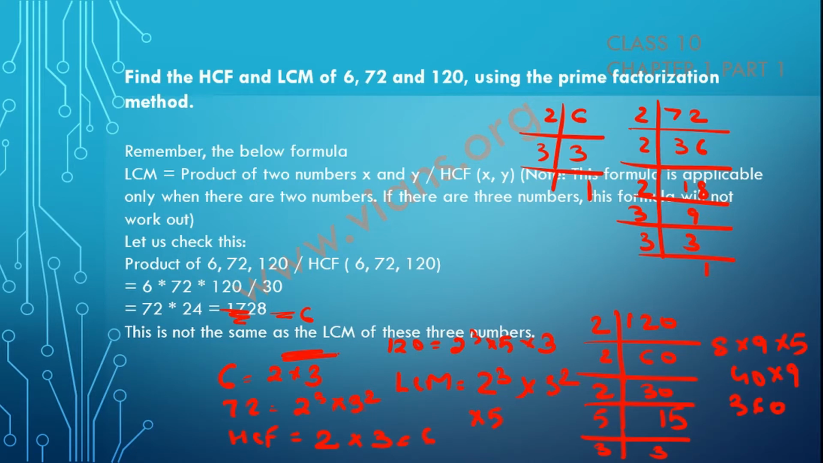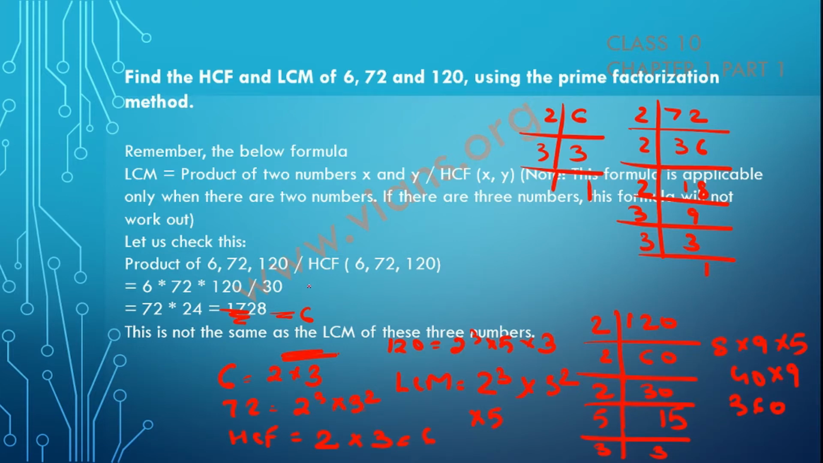So now that we've solved that, let's get to the next problem. Now this is just me trying to prove that the product of HCF and LCM of 3 numbers is not equal to the product of those 3 numbers.